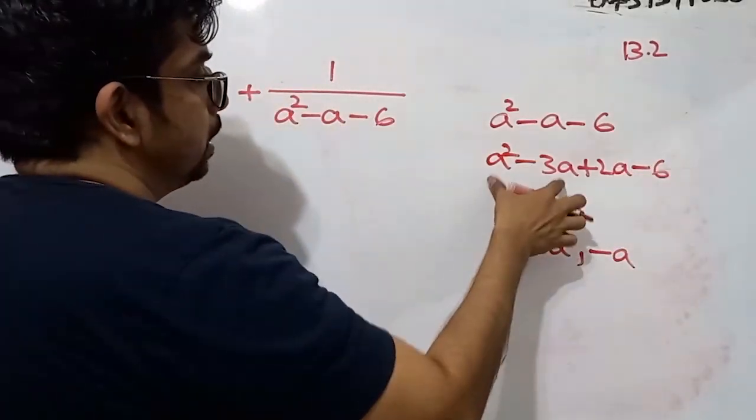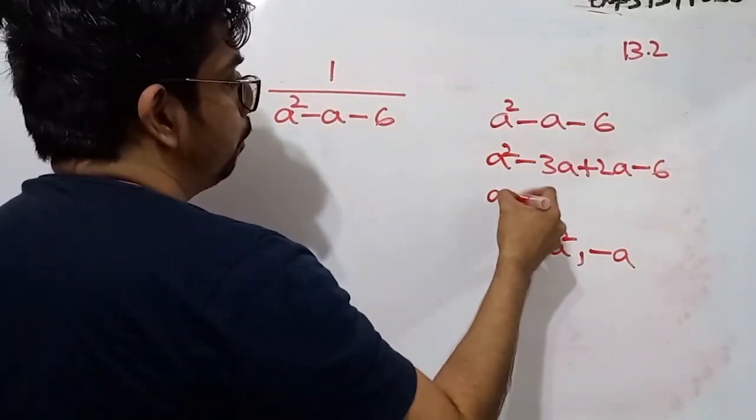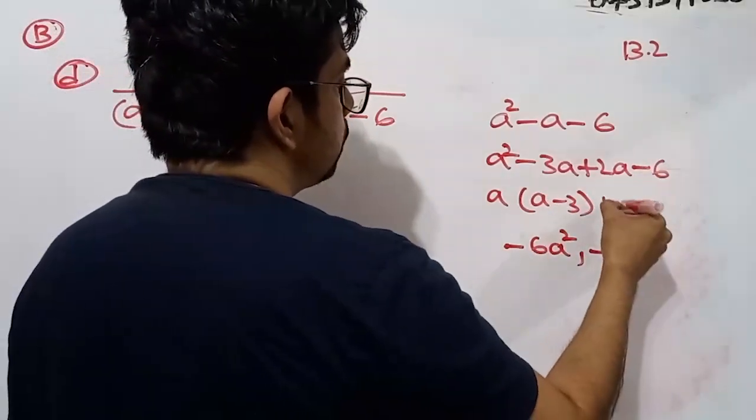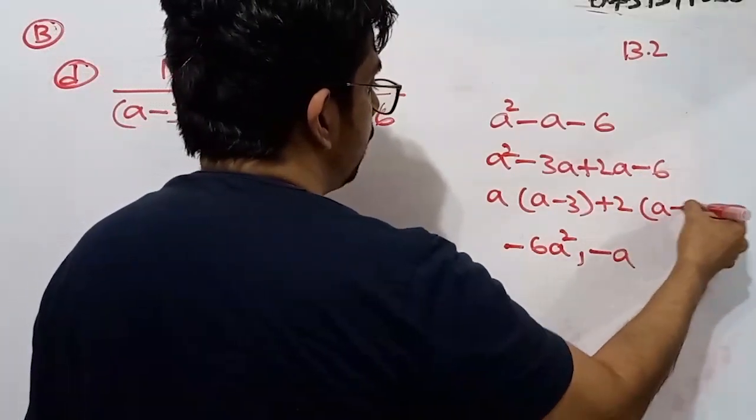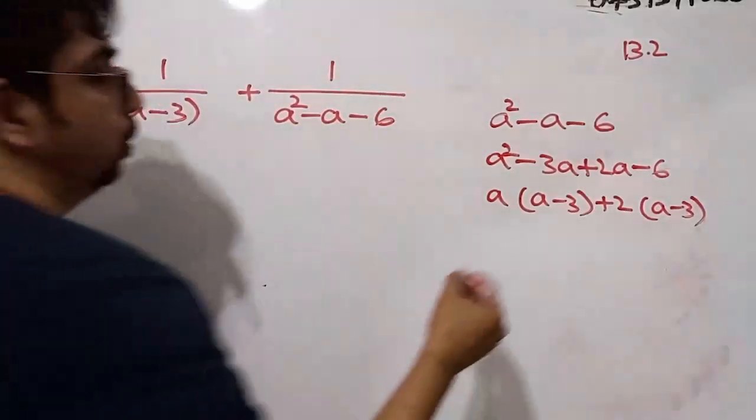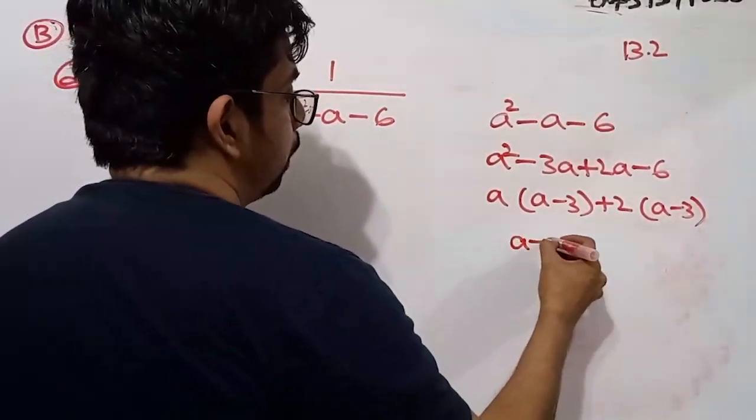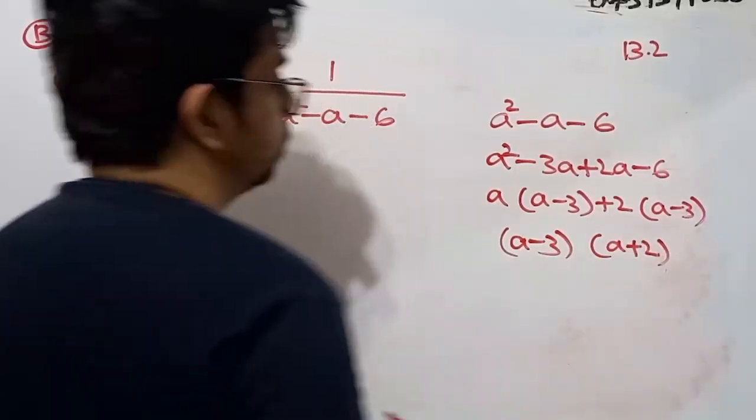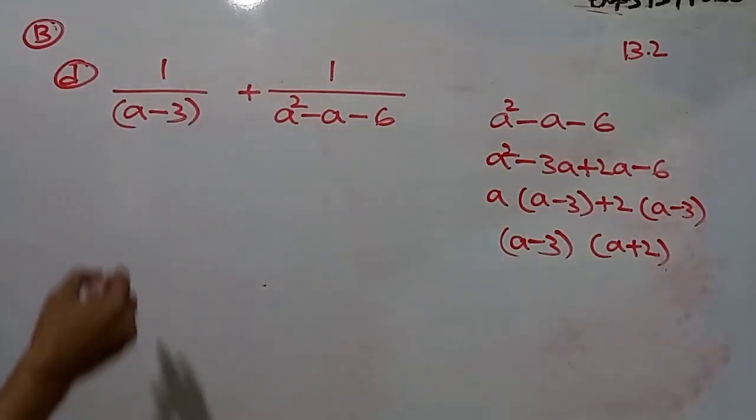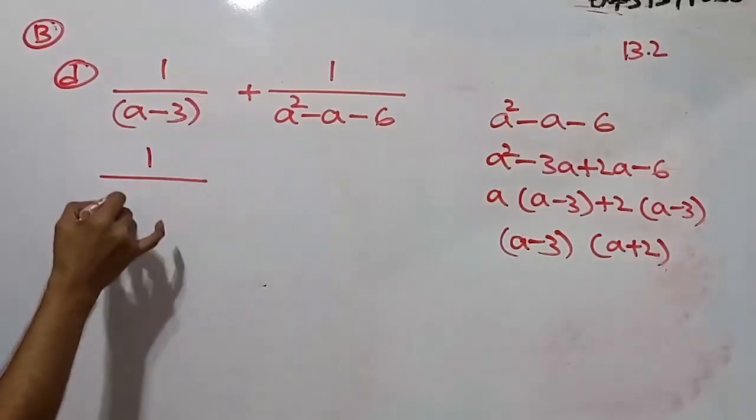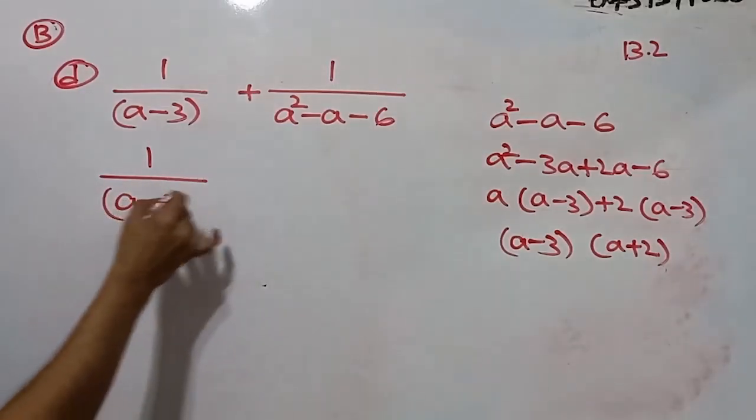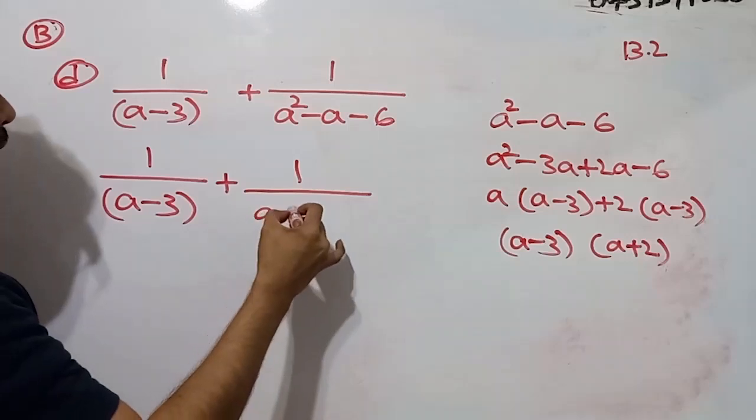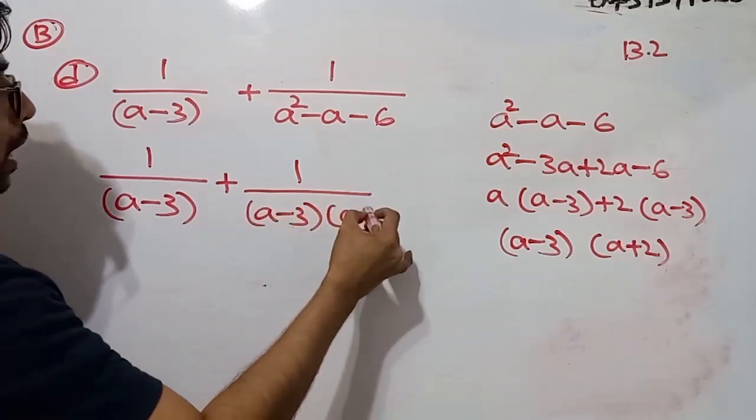Consider these two terms. Common factor will be a. What goes inside? A minus 3. Consider these two terms. Common factor will be 2. What goes inside? A minus 3. Then what do we have? A minus 3 and a plus 2. So 1 divided by a minus 3 plus 1 divided by a minus 3 and a plus 2.